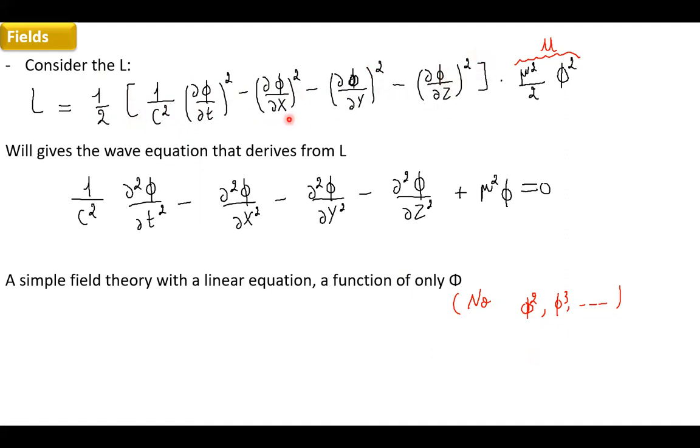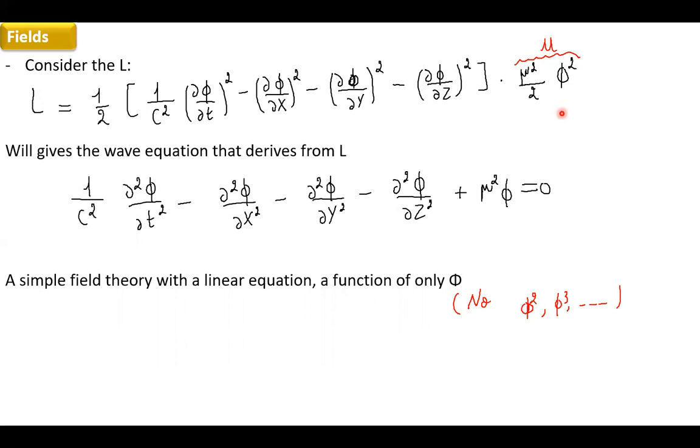It's the same bracket as in the previous slide times the function of phi. We choose to put it in the form of half mu squared phi squared, which will represent a potential energy, and later on in this session we will see why it is considered a potential energy. So potential energies always take the form of a quantity times phi squared.